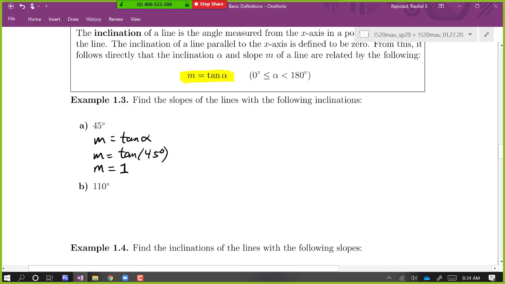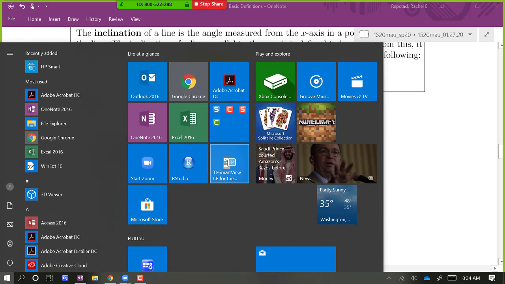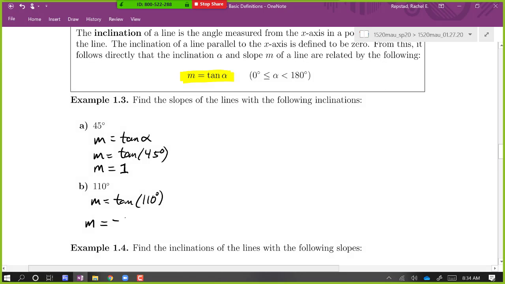110 degrees is not as convenient. If we want that inclination, tan of 110 degrees, what do we get? Negative 2.747.